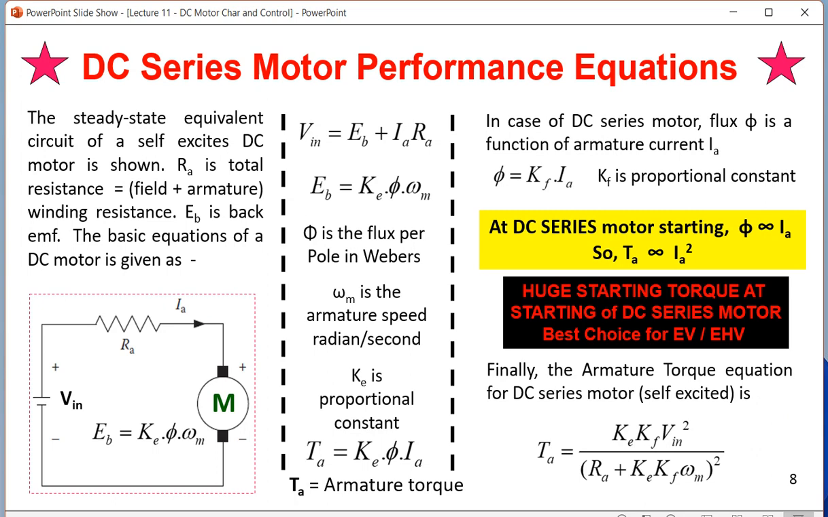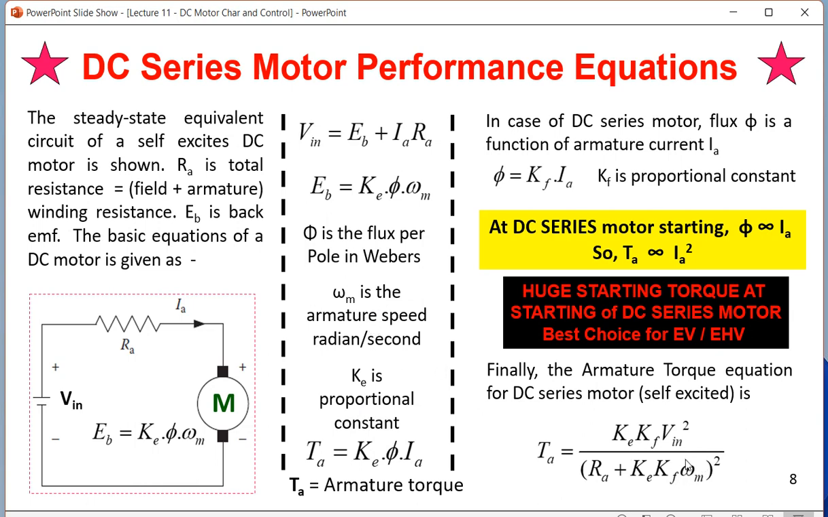So it is Ke, Kf, they are proportionality constants, V is the external input, or it is called a forcing function, Ra is the armature resistance, Ke, Kf again the proportionality constant, and omega m is the rotational armature speed in radian per second.